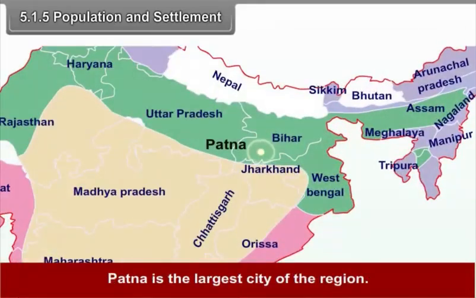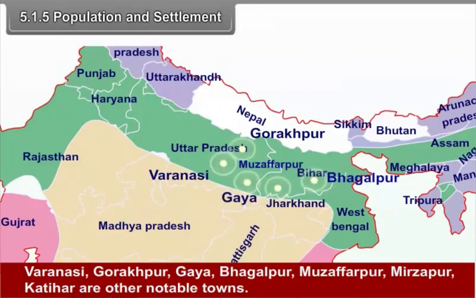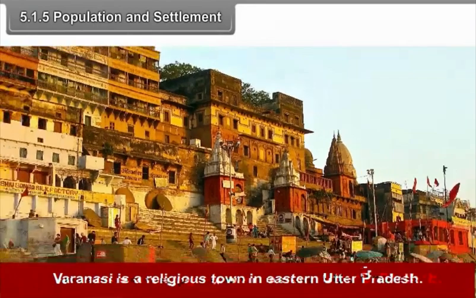Patna is the largest city of the region. Varanasi, Gorakhpur, Gaya, Bhagalpur, Muzaffarpur, Mirzapur, Katihar are other notable towns. Varanasi is a religious town in eastern Uttar Pradesh.